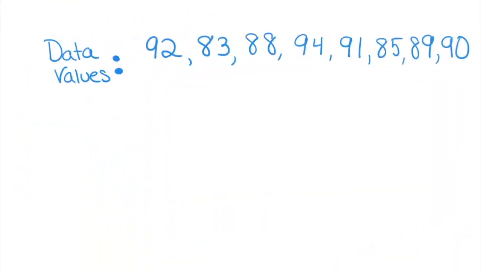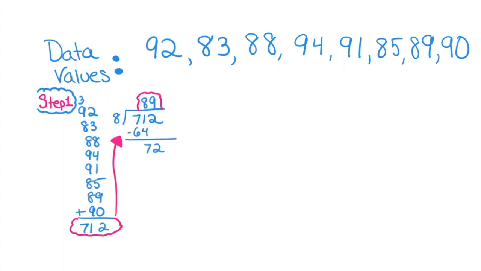So here are my data values: 92, 83, 88, 94, 91, 85, 89, and 90. There are 8 data values. Step 1 to finding the mean absolute deviation is to just add these numbers up and divide them by however many numbers are in that data set. And that, again, happens to be 8.